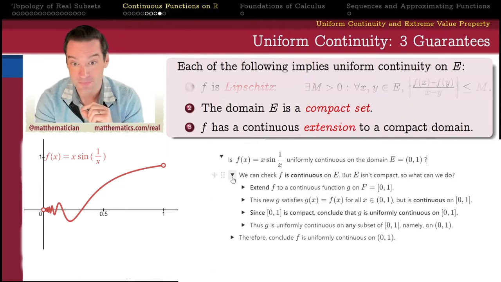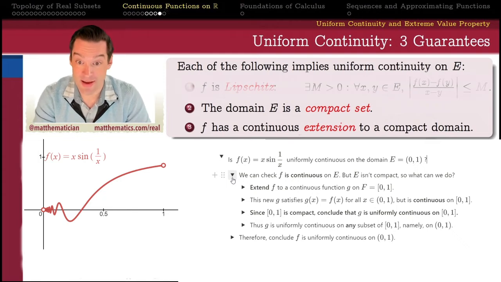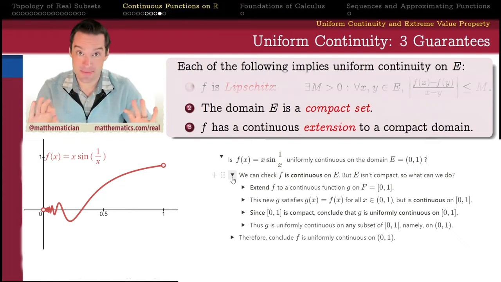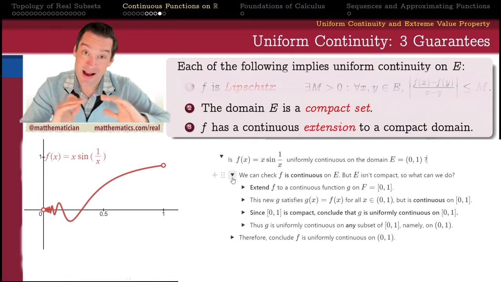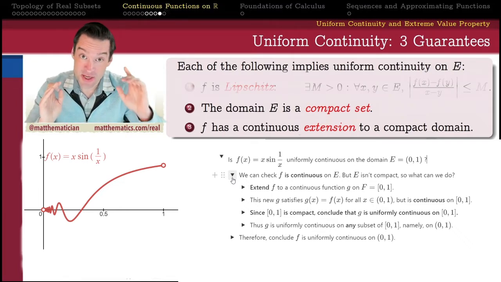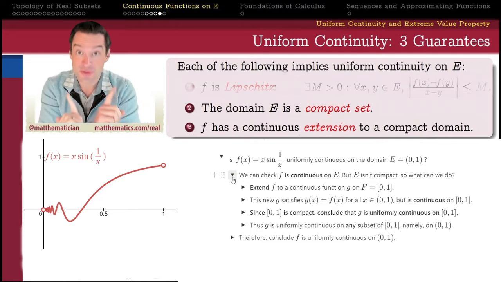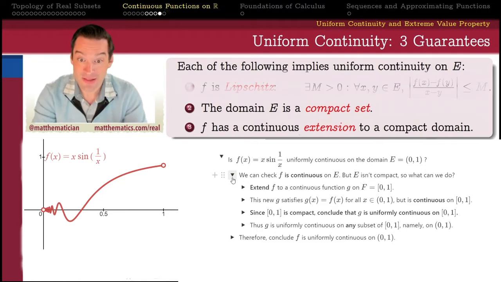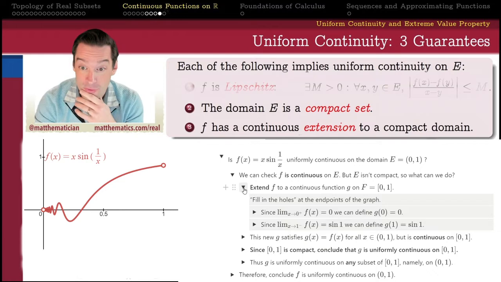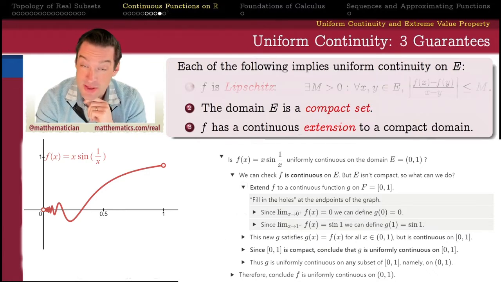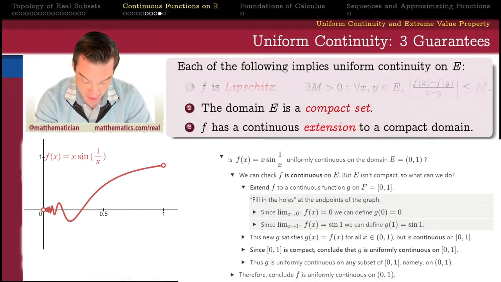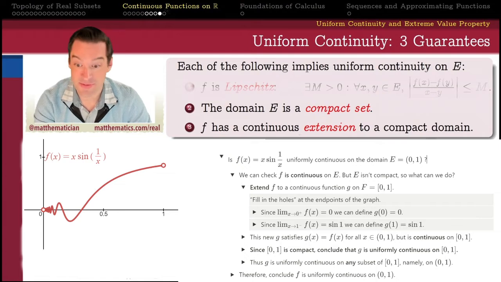So here's what we'll do. We will take our original function f and extend it in a continuous fashion to a function which is continuous on the larger domain which includes x equals 0 and x equals 1. In other words, let's just fill in those holes. I can fill in the hole at the endpoint of the graph because the limit of f as x approaches 0 from the right-hand side is nicely well defined. It exists. It's a finite real number. It happens to be 0 in this example.